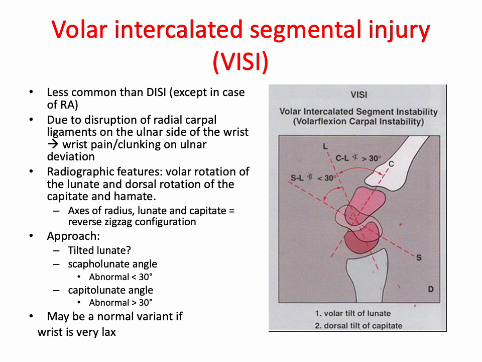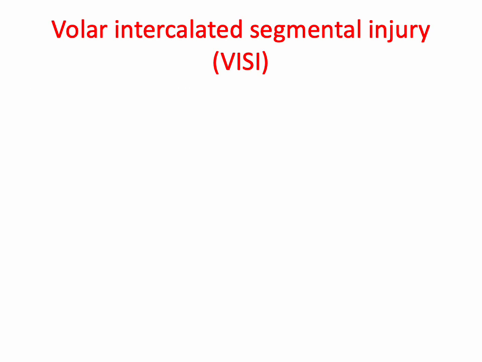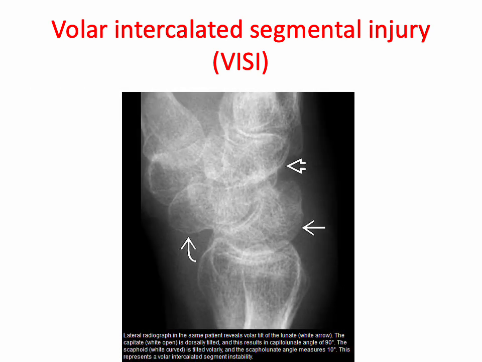Volar intercalated segment instability is less common than dorsal, except in rheumatoid arthritis, where volar is more common, due to disruption of the radiocarpal ligaments on the ulnar side of the wrist, and is again identified by volar rotation of the lunate and dorsal rotation of the capitate and hamate. So we've got, again, volar tilt of the lunate, and the capitate is dorsally tilted.